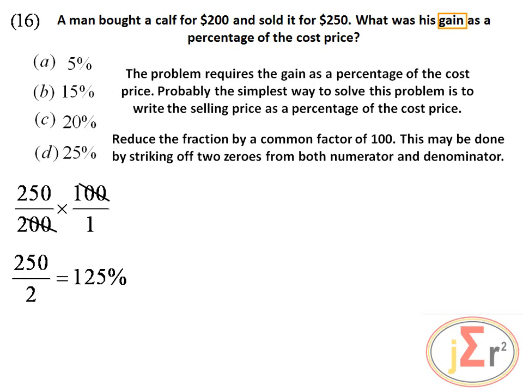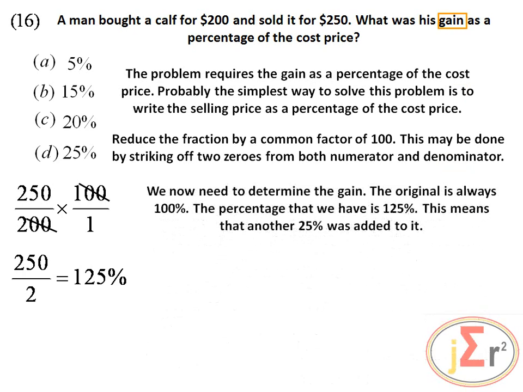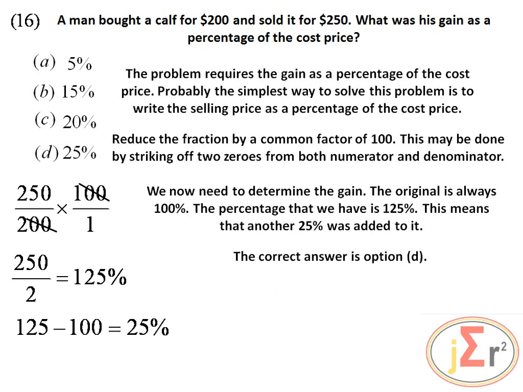Therefore, we need to determine the gain. How do we do that? The original is always 100%. The percentage that we have is 125%, which means that another 25% was added to it. 125 minus 100, and the result is 25%. The correct answer is option D.